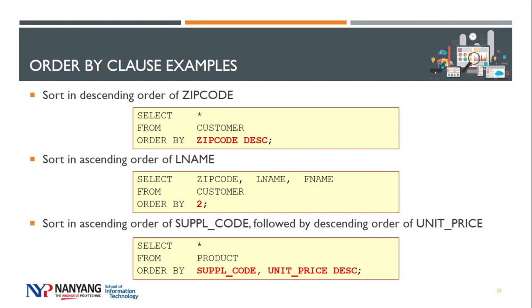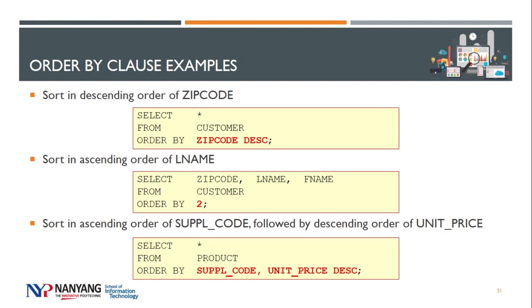Next one, to sort in ascending order of the last name. So you select zip code, last name and first name from the customer table and you order by 2, which is the last name. By default, SQL will sort them in ascending order, so if you want ascending order, you don't have to state it. It's only when you want to sort them in descending order that you have to tell SQL.